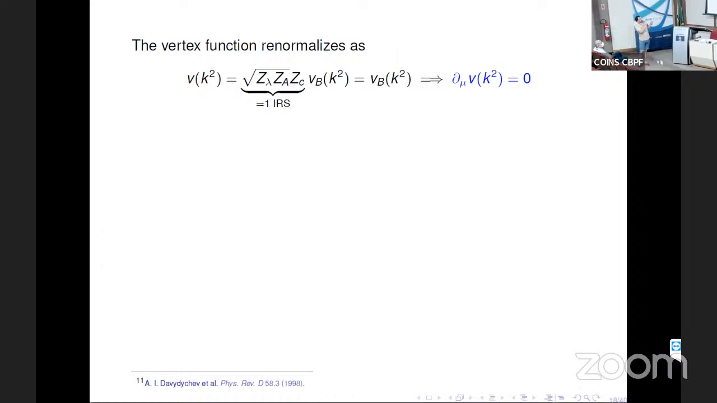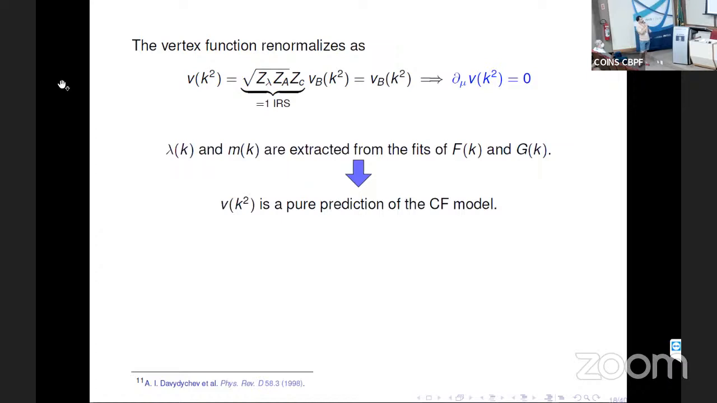Well, the vertex function renormalizes in this way. Of course, we have a ghost, an anti-ghost that gives this C here. We have a gluon field, and we have here the gauge coupling, which we factorized out at the beginning. And this is equal to one because we are in the infrared safe scheme. So our vertex function is independent of the normalization scale. And this quantity here, V, is a pure prediction of the model because the two free parameters, which are given by the gluon mass and the expansion parameter, here we are including the running, right? These are extracted from the fits of the two-point functions. So we already have them, and we just use these runnings.